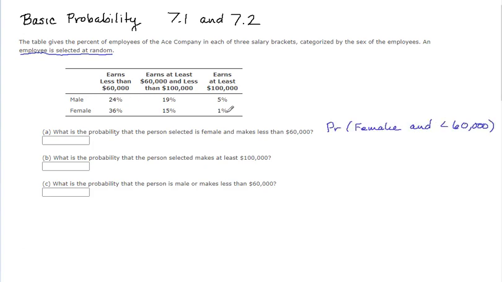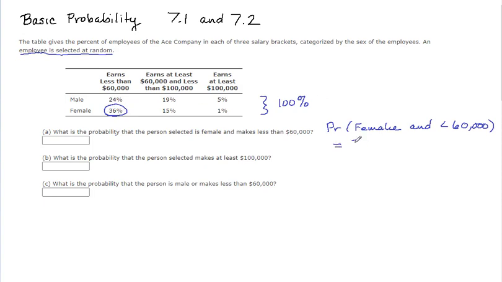Okay, now this is different because I don't have a total number of possible outcomes. What I have is that all of these percentages should add up to 100% of the employees. So what's the probability that the selected person is female? So I know I'm on this bottom row at least, and makes less than 60,000. That would be right here. That's the only part of this data that meets the criteria, and that probability is already stated as a percent.